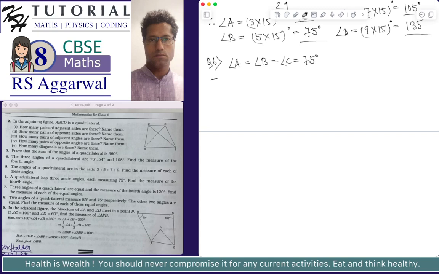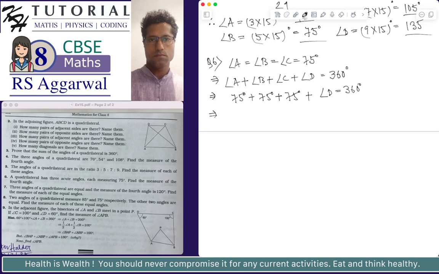Okay, so we must have angle A plus angle B plus angle C plus angle D, based on the assumption that the quadrilateral is ABCD, equal to 360 degrees, because the sum of the angles of a quadrilateral is 360 degrees. Now angles A, B and C are all equal and given to be 75 degrees. So we have 75 degrees plus 75 degrees plus 75 degrees plus angle D is equal to 360 degrees.